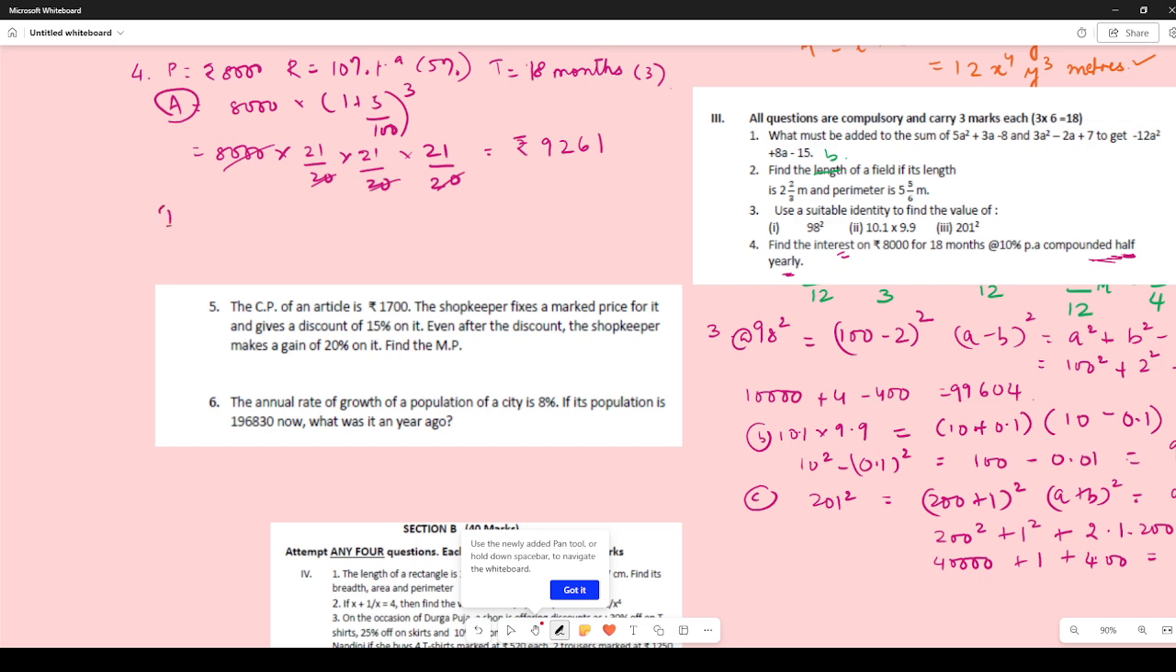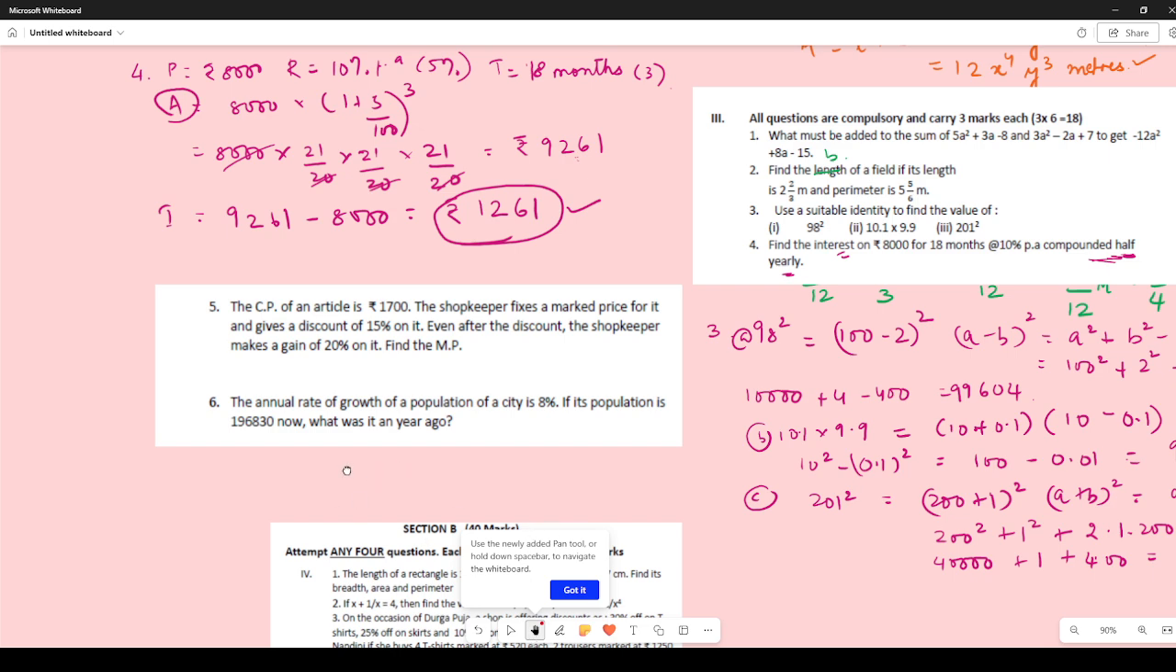So I will be equal to 9261 minus 8000, that is equal to rupees 1261. So this will be your answer, not this one. If you leave it at this one, you will lose marks. Alright, now let us move on to question numbers 5 and 6.